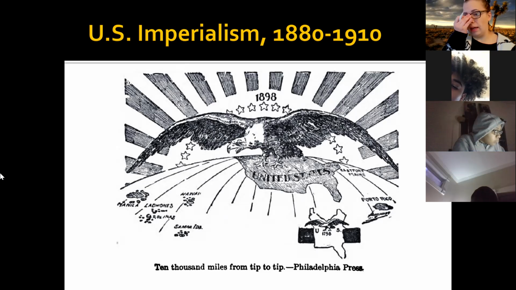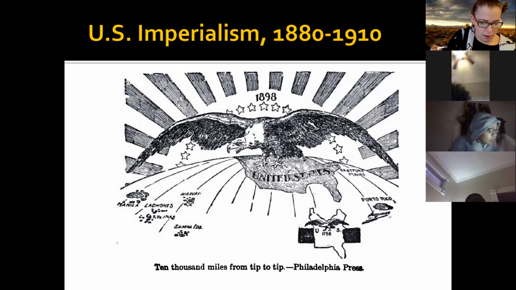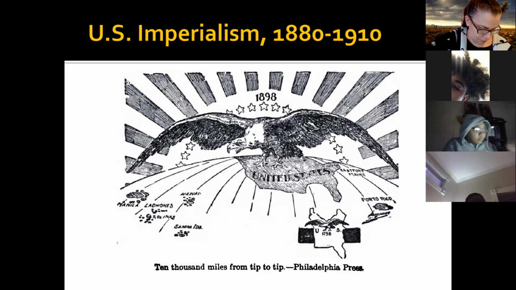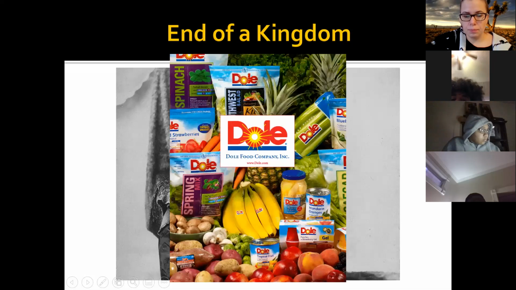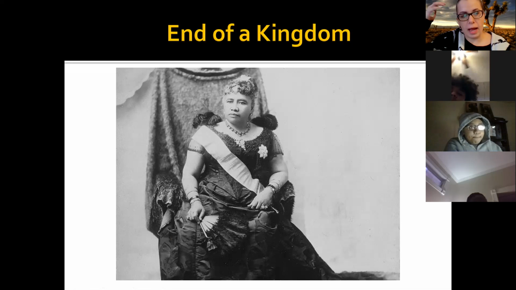So again, we're going to be doing a lecture today on imperialism from 1880 to 1910. Imperialism, I know, is familiar to you from Mr. Quinn's class, but you know it from a world history perspective instead of an American perspective. So let's go ahead and get started. I'm going to start with the framing of Hawaii and explain how Hawaii is a perfect example of what American imperialism looks like.